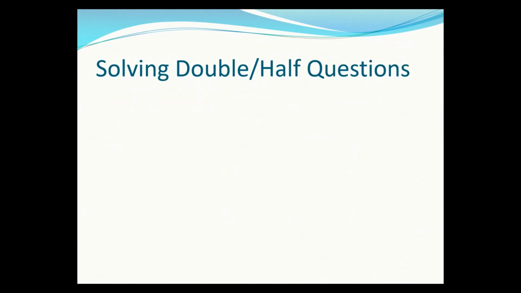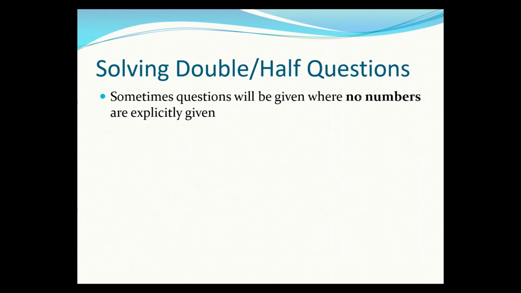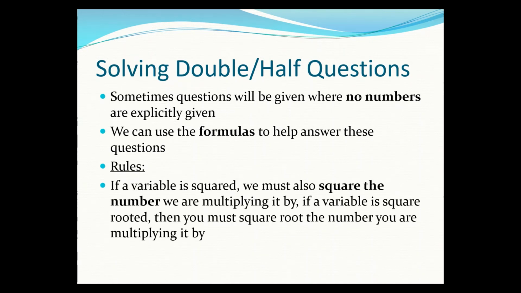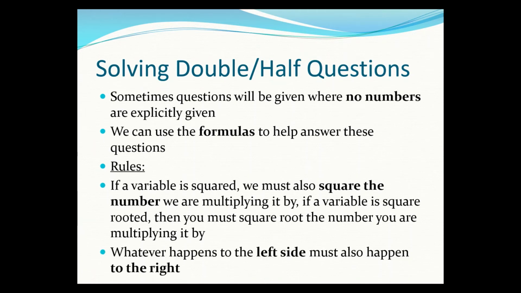So these are the other type of questions that we're going to add on here. They're doubling questions, tripling, whatever. So sometimes questions will be given where no numbers are explicitly given. So we can use formulas to help answer these questions. So there's two rules that we have to stick by. If a variable is squared, we must also square the number we are multiplying. If a variable is square rooted, we must square root the number you are multiplying it by. And whatever happens to the left side must also happen to the right side. Okay, those are two rules that we are going to go by.